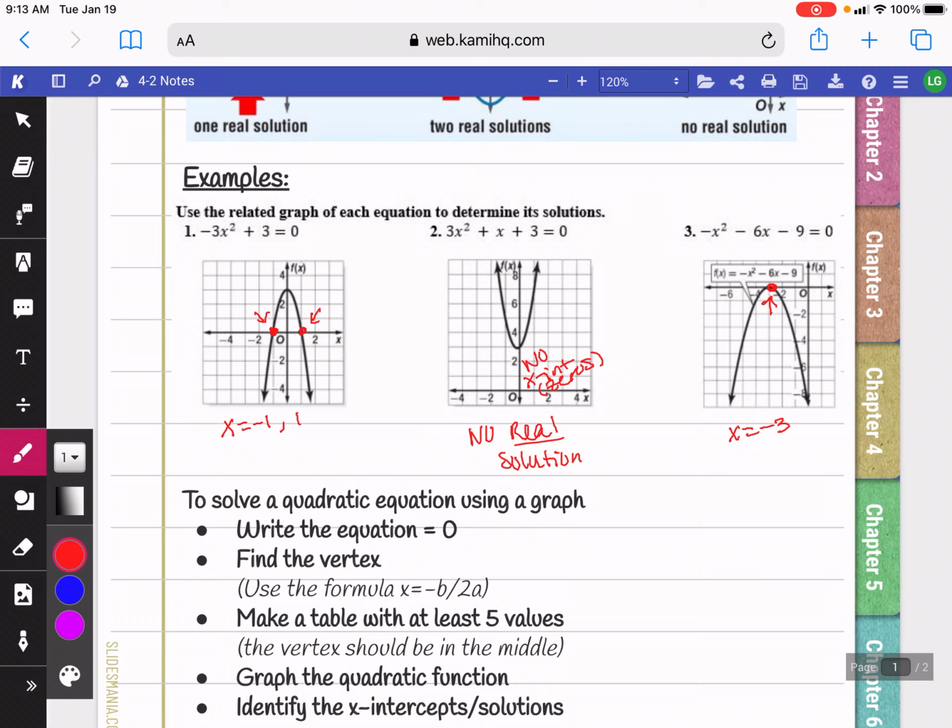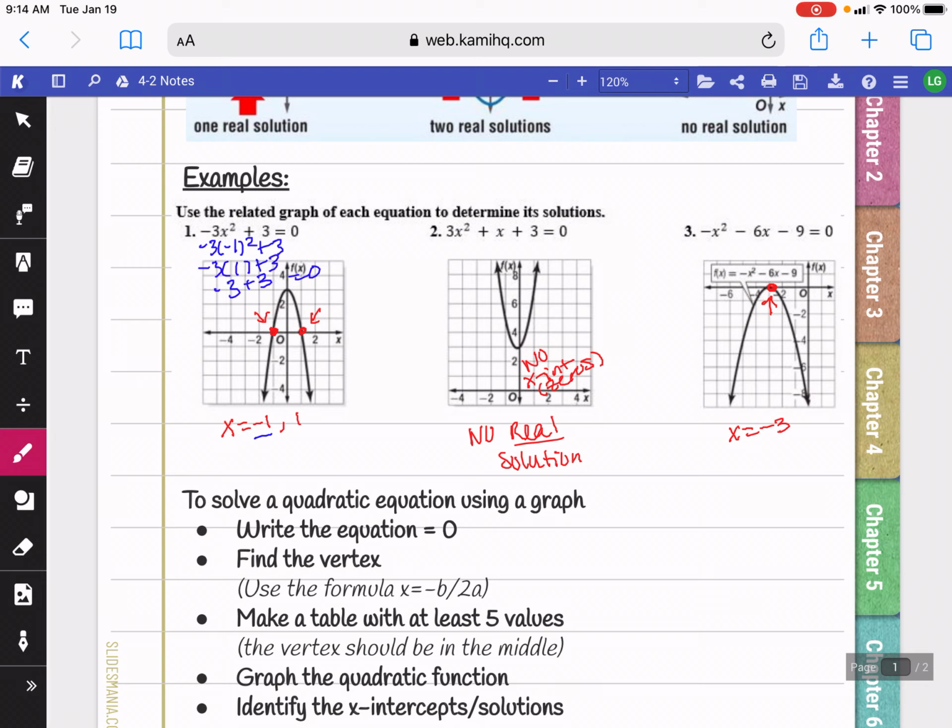Now what this means is if you were to plug this number back into the problem, it would make this equation true. So for example, we look back at number 1, and if we were to plug in negative 1 for x and work it out, we would get negative 3 times 1 plus 3, or negative 3 plus 3, which is 0. So it makes this equation true. Same thing with positive 1. If you were to plug in positive 1, it should also make that equation true.